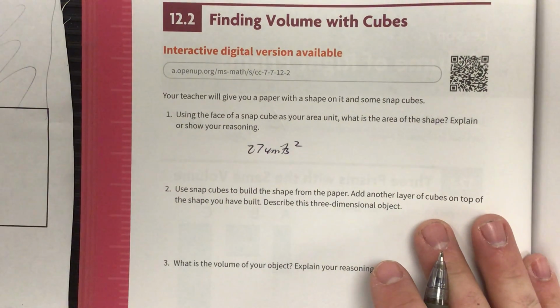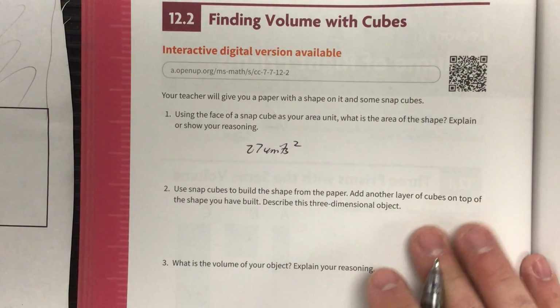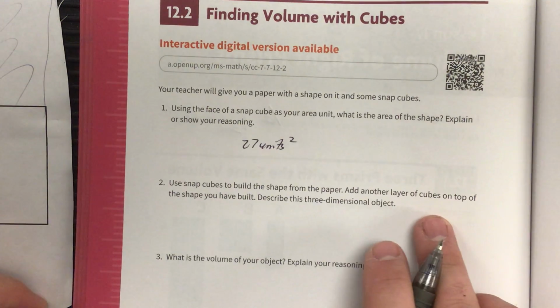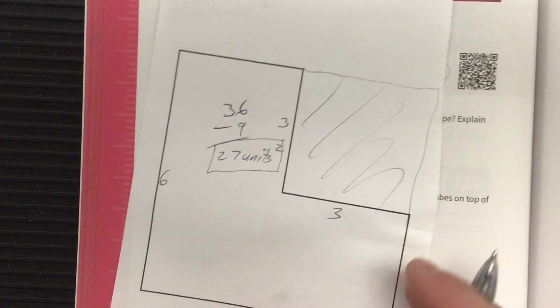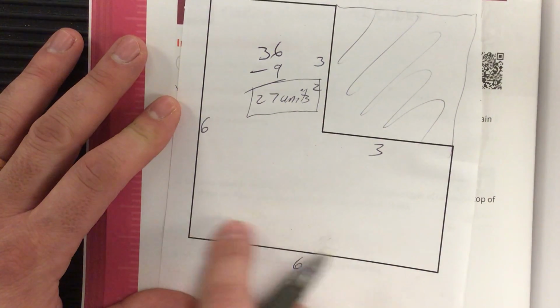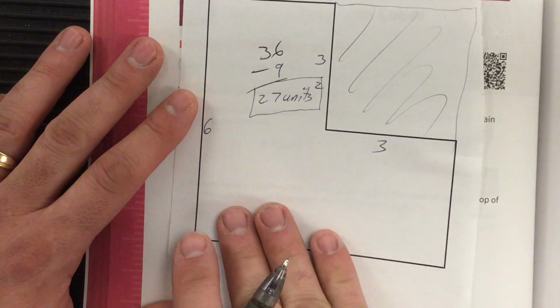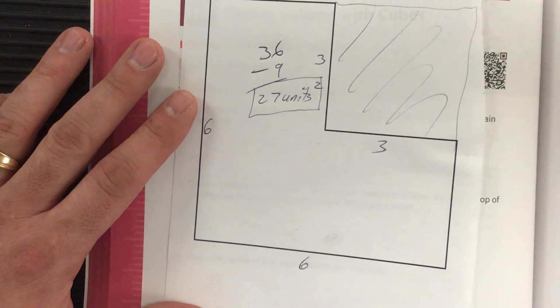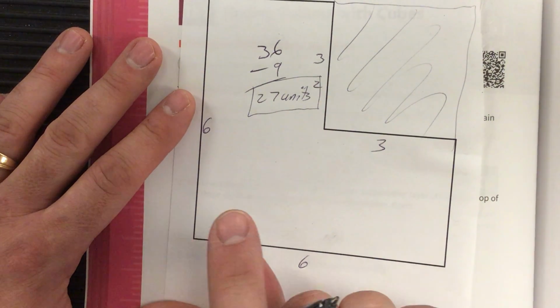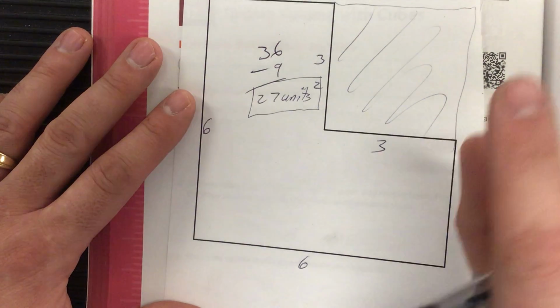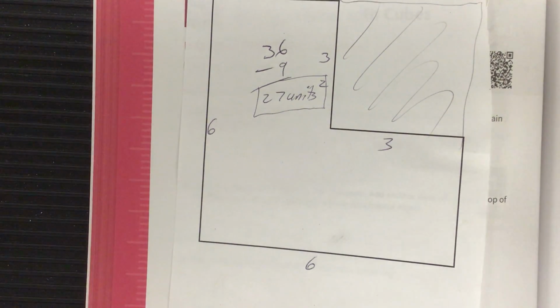Number 2, use snap cubes to build a shape on the paper. Add another layer of cubes on top. Describe the three-dimensional object. So if I put a layer of snap cubes on here to cover this, and now I go another one high, what will it look like? So everything's going to be 2 high now. Describe what it will look like.